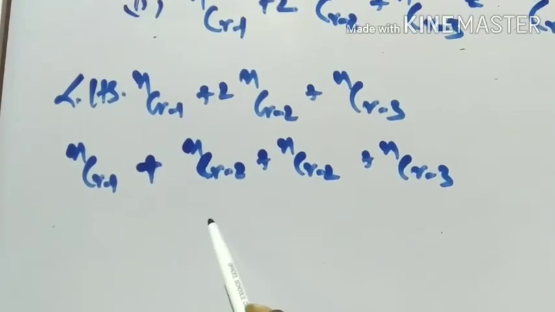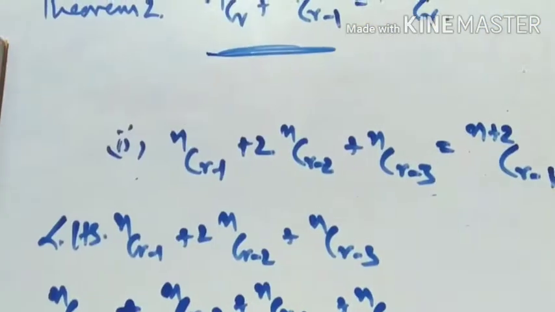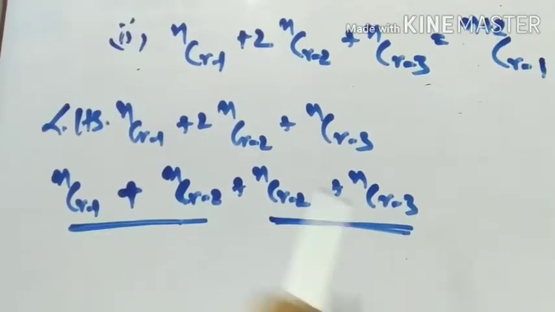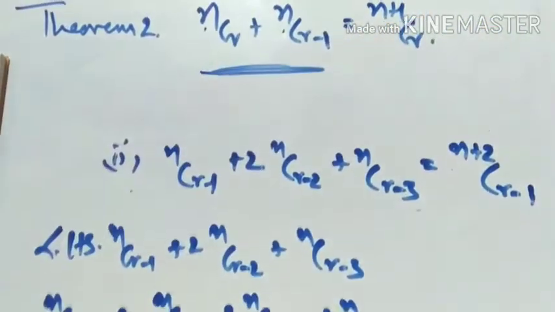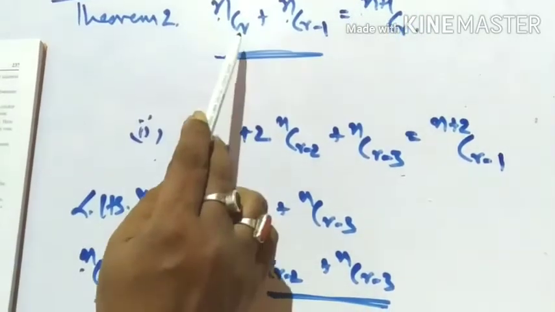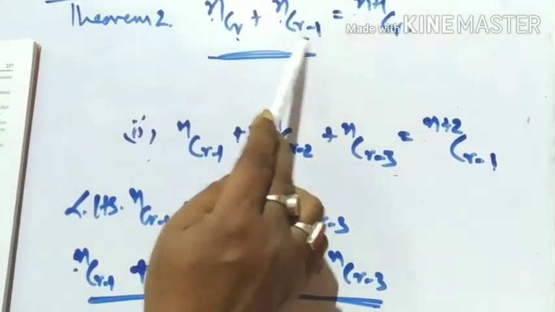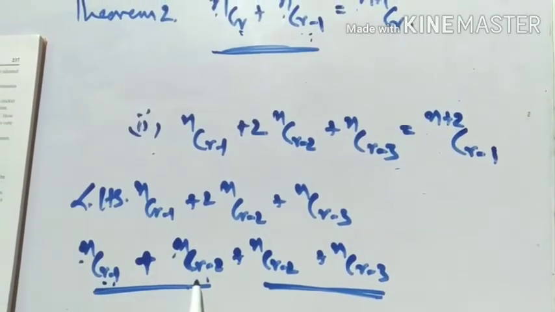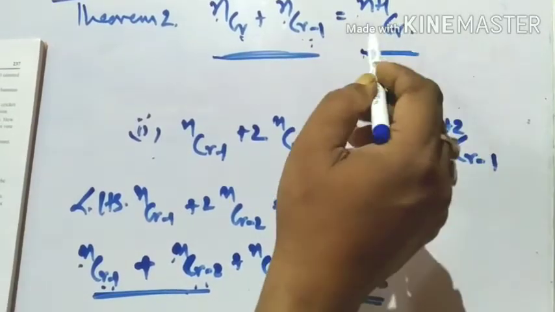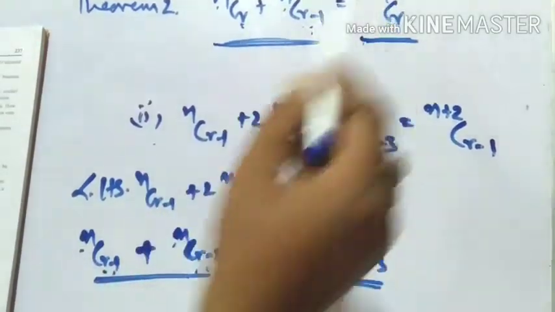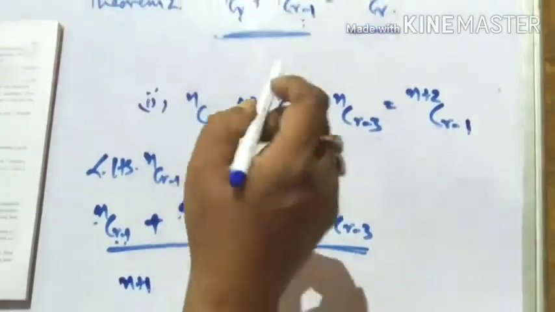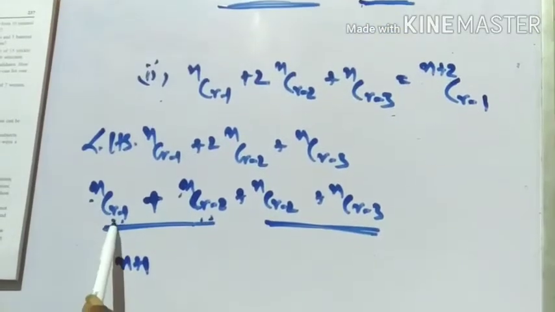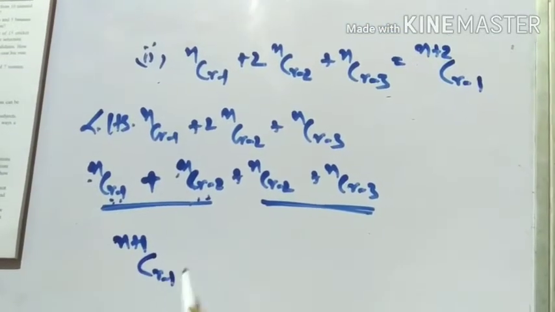Now we are going to take the help of theorem 2. When we do, you compare this and this. See, n, here also n. Now this is r-1, and the second term is r-2, 1 less than the first term. We will apply this theorem. So n will become n+1, and of these two we take the greater one, that is r-1.